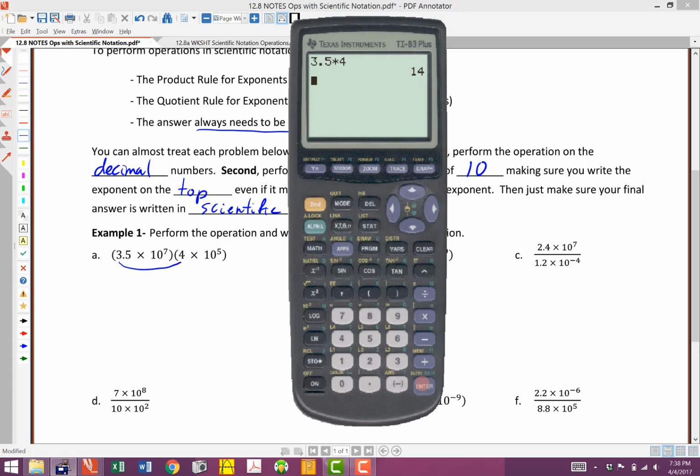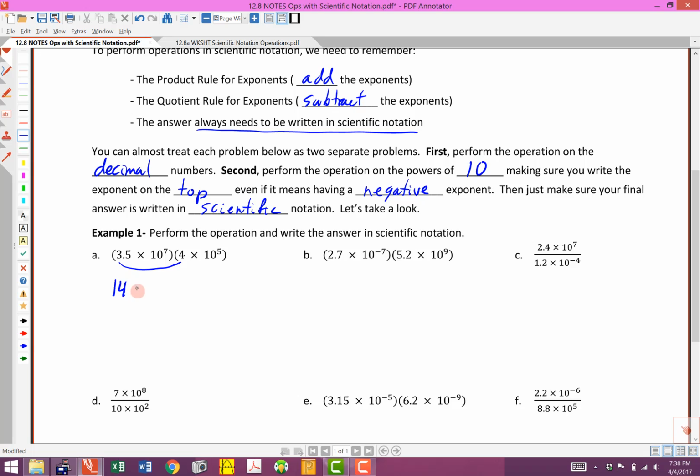That gives us 14. Now if that's something that you can do in your head and get it right every time, that's totally okay. So I'm going to write the 14 right here, and then I'm going to write the x for the times, and make sure that looks like an x so we don't confuse it with anything else. And then we're going to look at these numbers right here. Well, then we have 10 to the 7th times 10 to the 5th. Since the bases are the same, we're going to add the exponents. So this is 10 to the, let's see, 7 plus 5. That's going to be to the 12th.